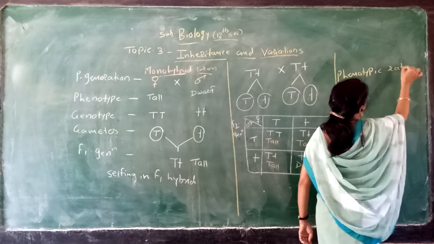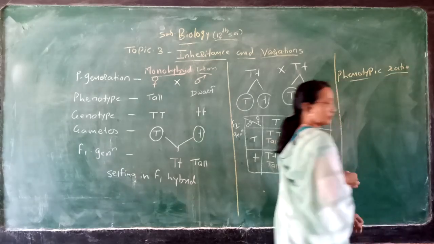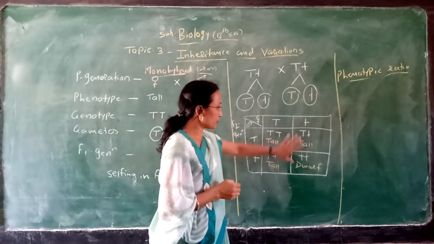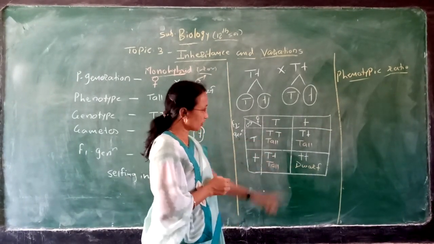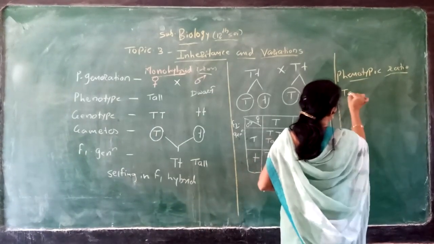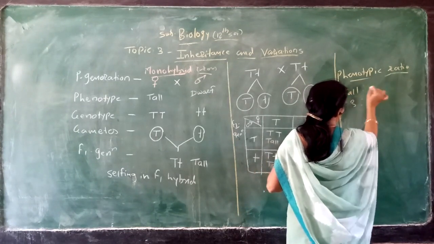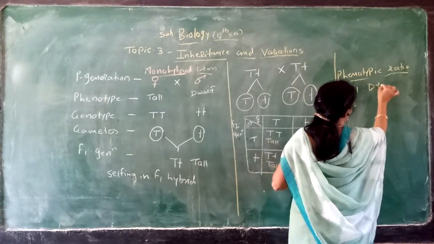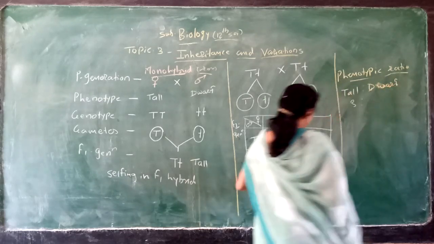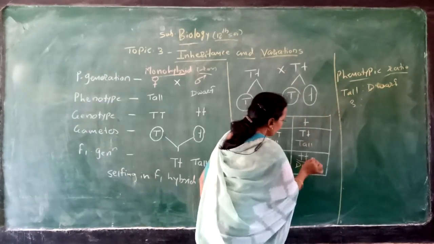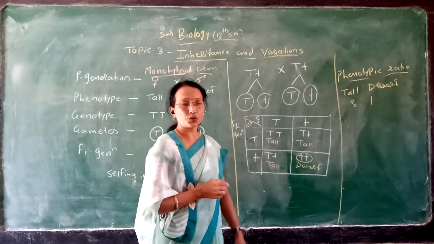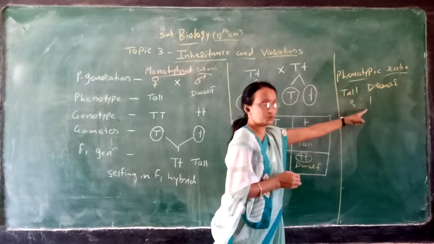Phenotypic ratio means the ratio which is calculated according to the external appearance. So how many tall are present and how many dwarf are present? Here 1, 2 and 3 talls are present. So write down here, 3 are tall, and how many dwarf are present? So dwarf is only 1. Okay. So the phenotypic ratio of monohybrid cross is 3:1.